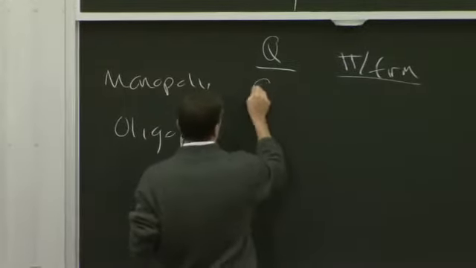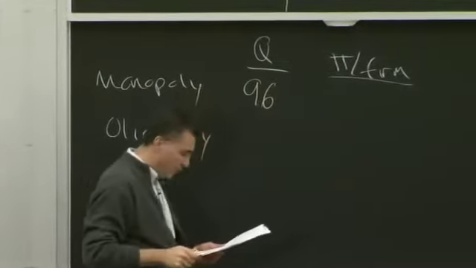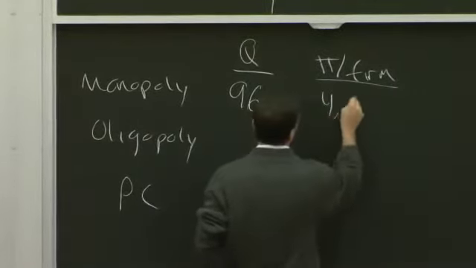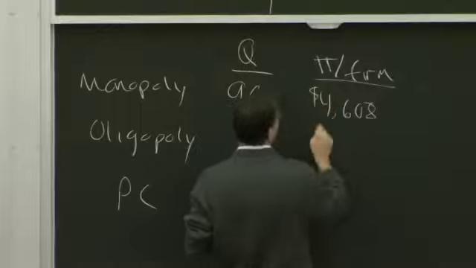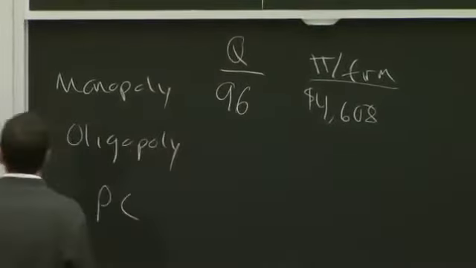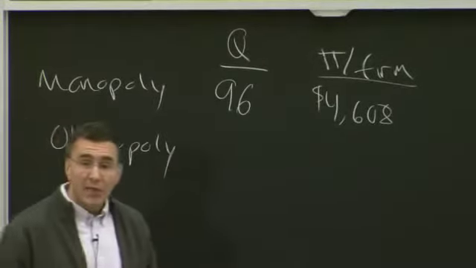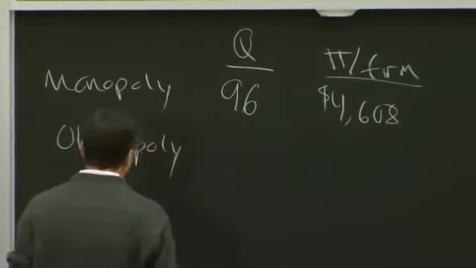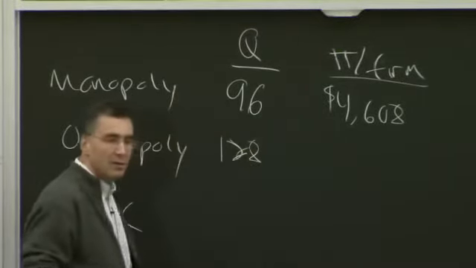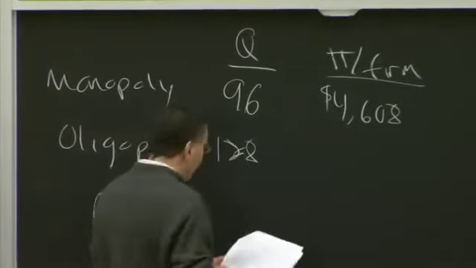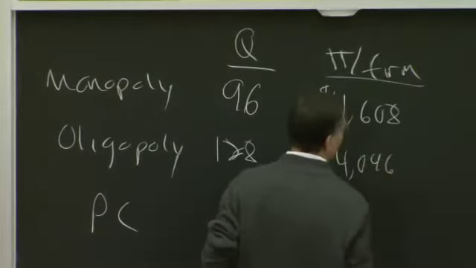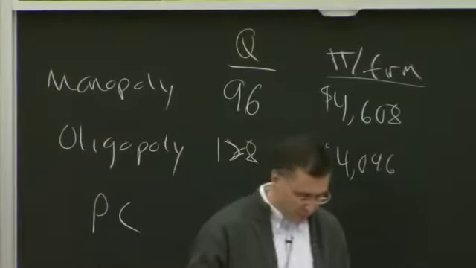Well, we know the monopoly case. We told you that in the monopoly case, 96 units get produced in the market, and the profits per firm are 4,608,000. In the oligopoly case, that's the Cournot case, we said the total amount in the market was 64 per firm, or 128,000. And the profits per firm were lower. They were 4,096,000. Okay? Per firm.